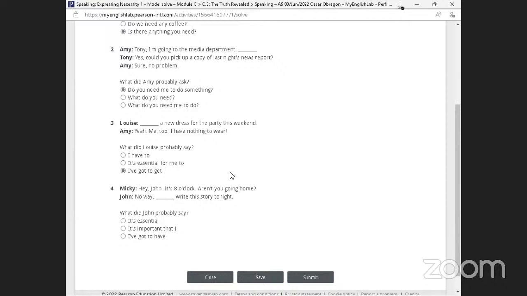Number four. Mickey: Hey, John, it's 8 o'clock. Aren't you going home? John: No way. Write this story tonight. What did John probably say? It's essential, write this story tonight. It's important that I write this story. I've got to. It's important that I write this story tonight.